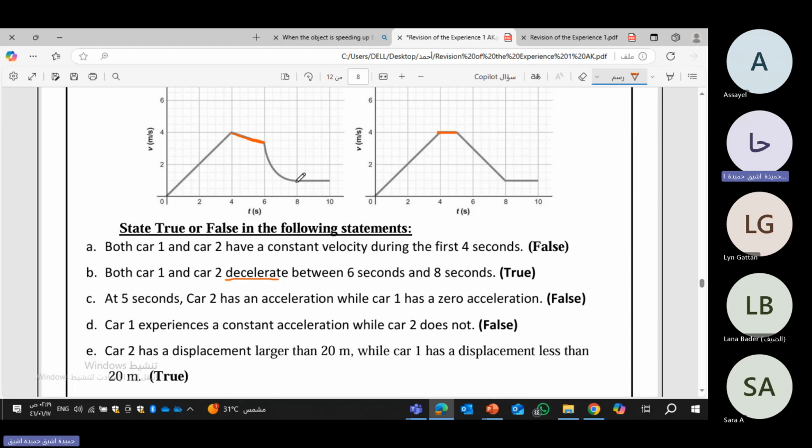Between 6 and 8, let's see. Yes, it's going down. So look, it's going down, and here also between 6 and 8 it's going down. So both of them, yes, this one is correct. The rest are not correct. And question E is not with you.